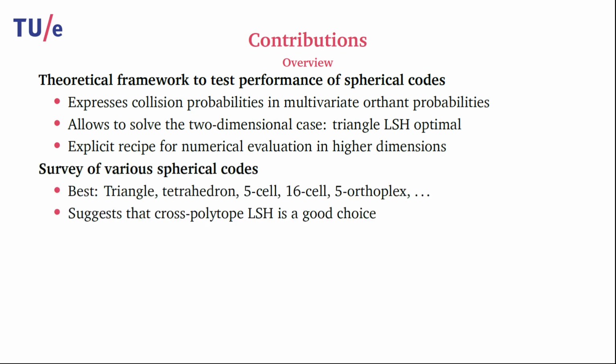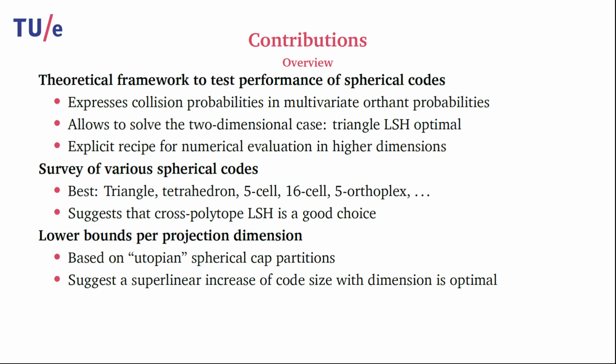And also we illustrate a survey of various spherical codes that you can use in 3, 4, 5, and 6 dimensions. And you get some winners out of this, which are mostly cross polytopes. And this suggests that cross polytope hashing is actually a pretty good choice. What I didn't mention here is that you can also get some lower bounds for each projection dimension. Like if I project down onto a 5-dimensional sphere, what is the best I can do for partitioning? You can get lower bounds based on idealized partitions using spherical caps.